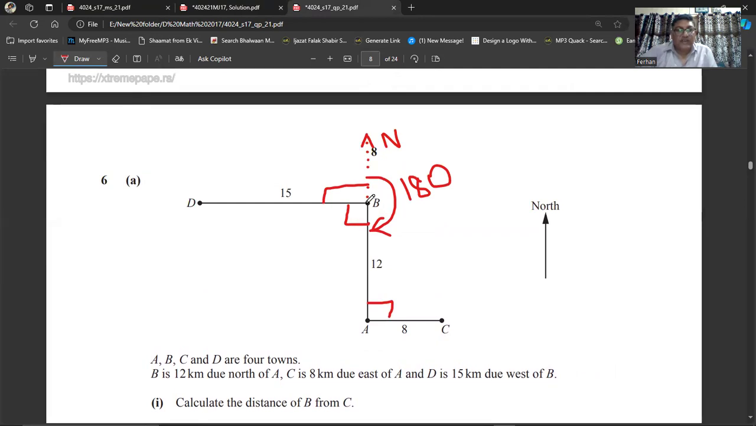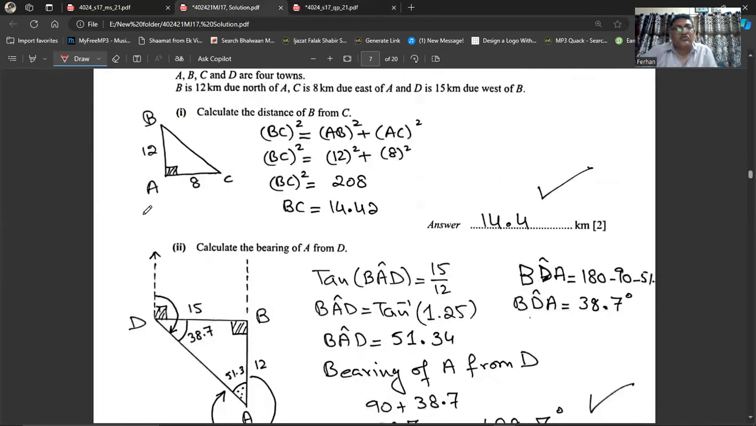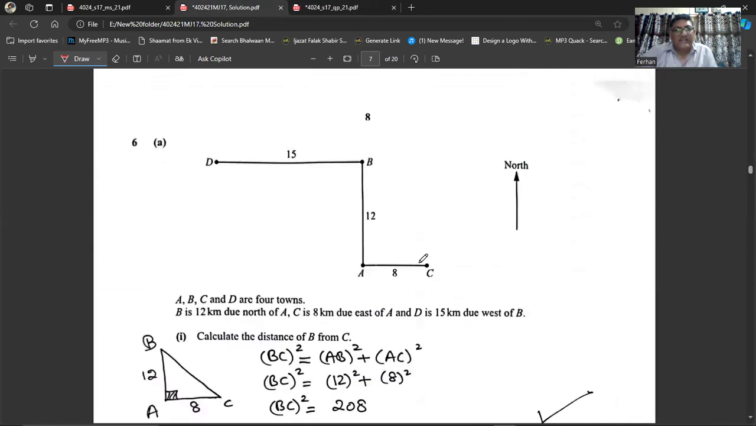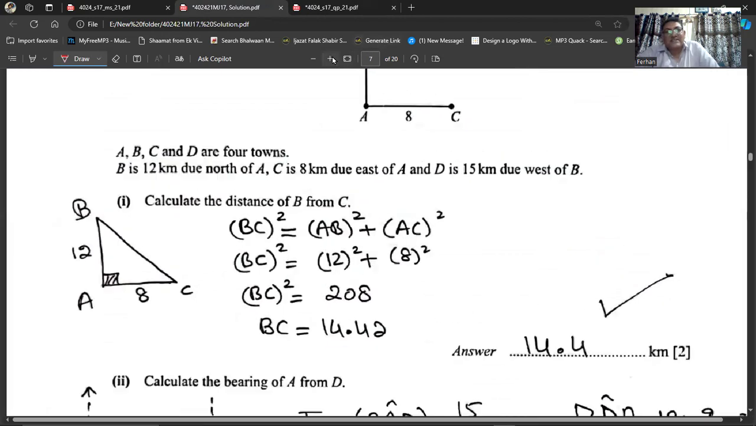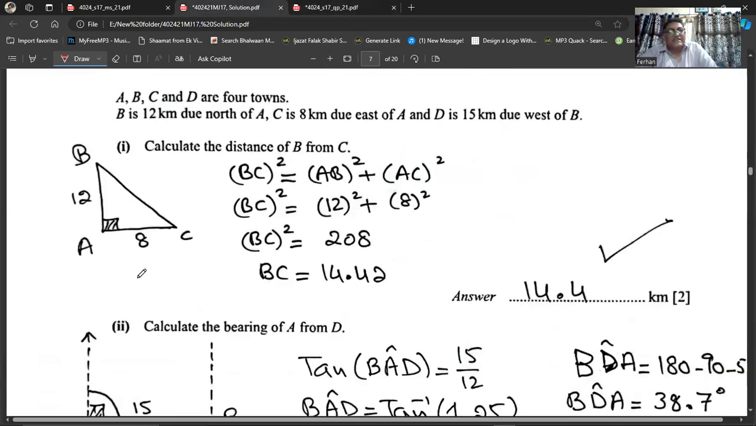So if you join B and C with each other, it's a right angle triangle. Very easily I can find the solution. If I join B and C, it's a right angle triangle. Its base and perpendicular will be 8 and 12, and the BC will be the hypotenuse. And they are asking me to find the BC. So very easily I can find the BC. Okay. So this is that triangle.